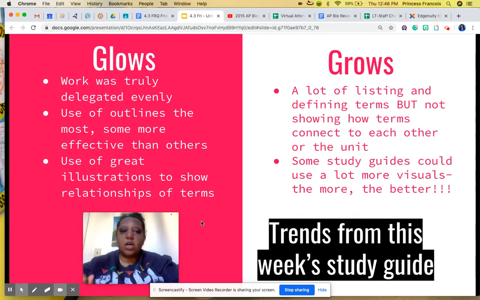There were also a lot of good illustrations on some of these study guides, either to show what certain vocabulary words look like or to show the relationships between terms.